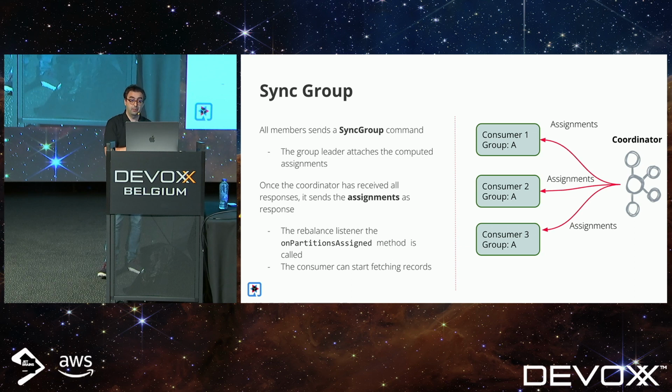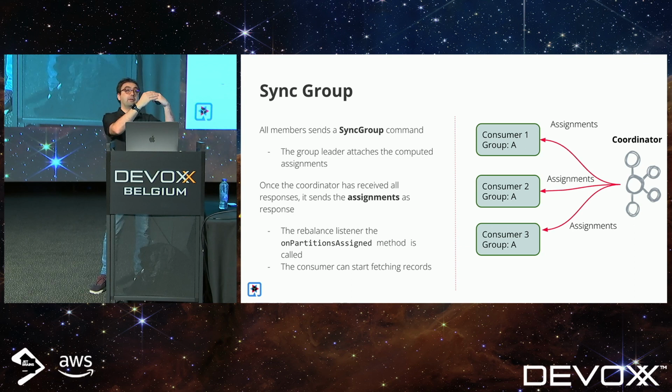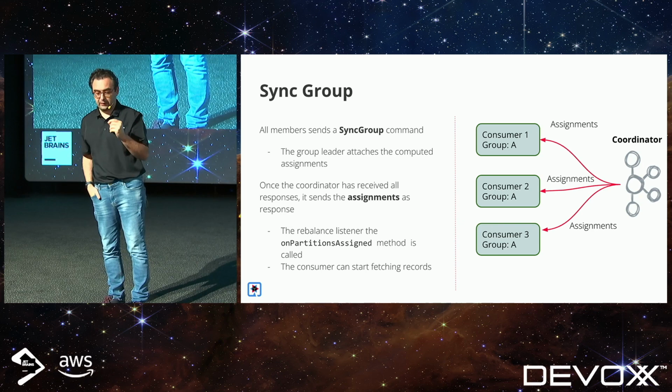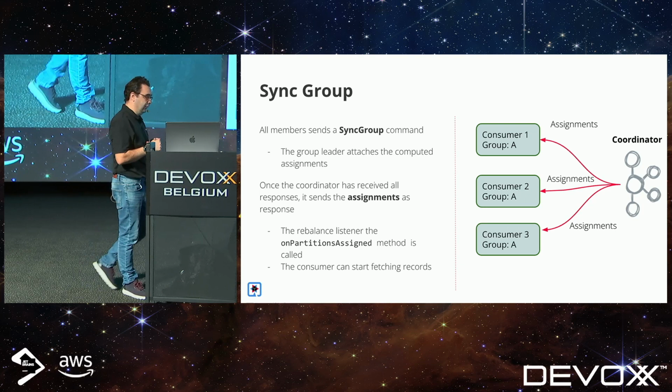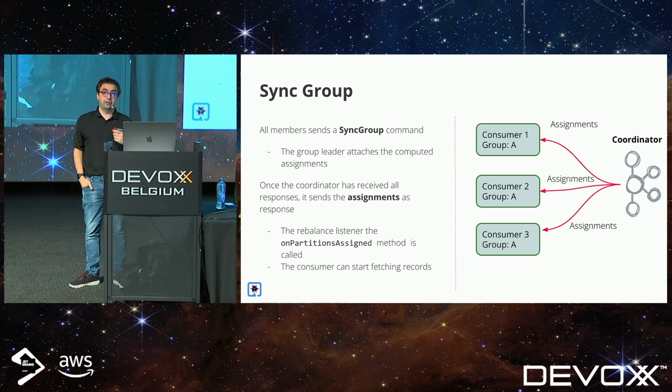Interestingly enough, the leader also gets the assignment. Well, he knows it because he decided it. But he still gets the assignments because if something bad happened, failures, or he got disconnected, he should only start polling after that one. Once the coordinator has received all the responses, he sends the assignment. And then inside the client, there is a rebalance listener that will be called. Inside the consumer, you can override what we call a rebalance listener, which is an interface, which will give you the newly assigned partitions and the ones that have been removed. It's two different method calls, and so you need to adapt yourself to this new set of assignments.